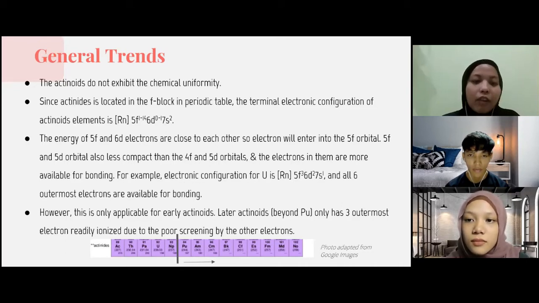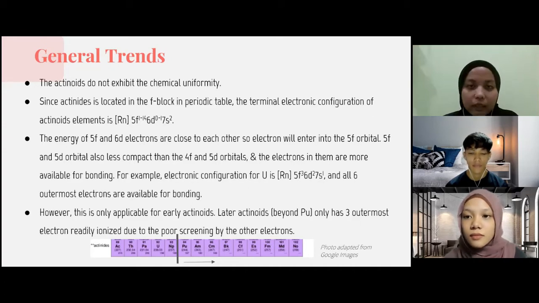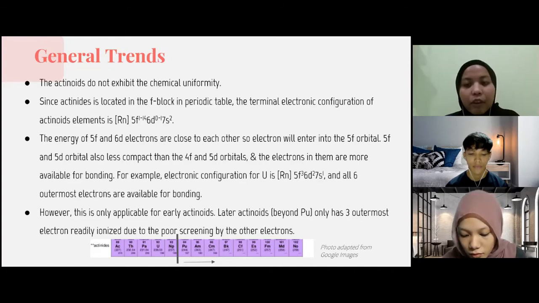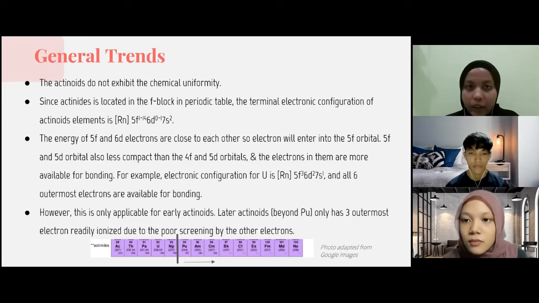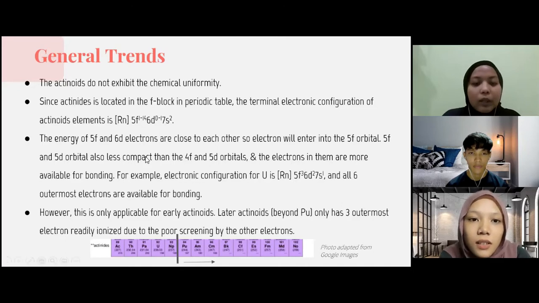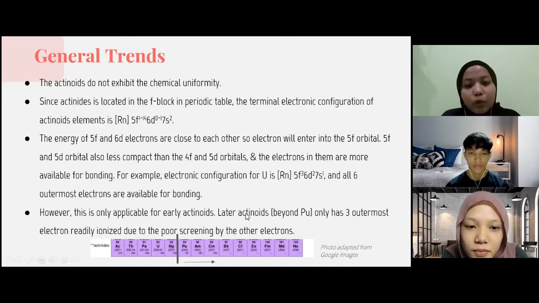The energies of the 5f and 6d electrons are close to each other, so electrons will also enter the 5f orbital. The 5f orbitals are also less compact than the 4f orbitals, so they are more available for bonding. For example, the electronic configuration of uranium is radon 5f3, 6d1, 7s2, and all six of the outer electrons are available for bonding. However, this is only applicable to the early actinoids. For the actinoids beyond plutonium, only three electrons are readily ionized due to screening by the other electrons.